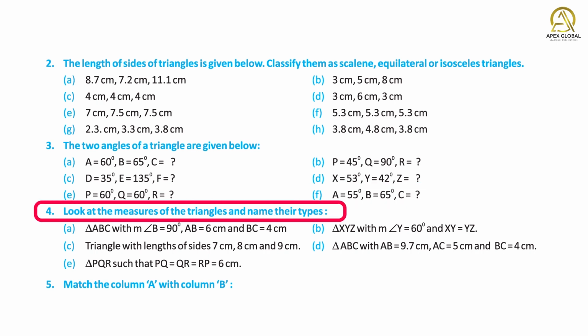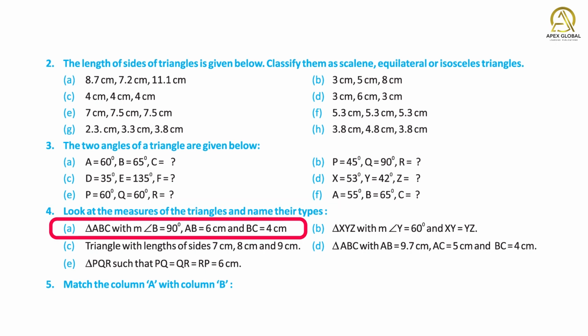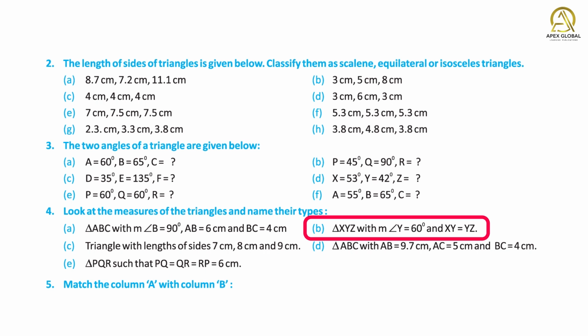Look at the measures of the triangle and name their types. A. Triangle ABC with angle B equals 90 degree, AB equals 6 cm and BC equals 4 cm. Solution. Right angled triangle. B. Triangle XYZ with angle Y equals 60 degree and XY equals YZ. Solution. Isosceles acute angle triangle.